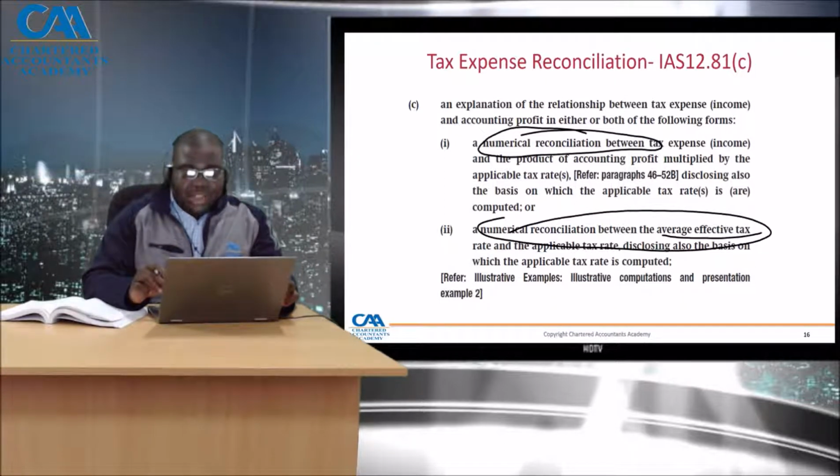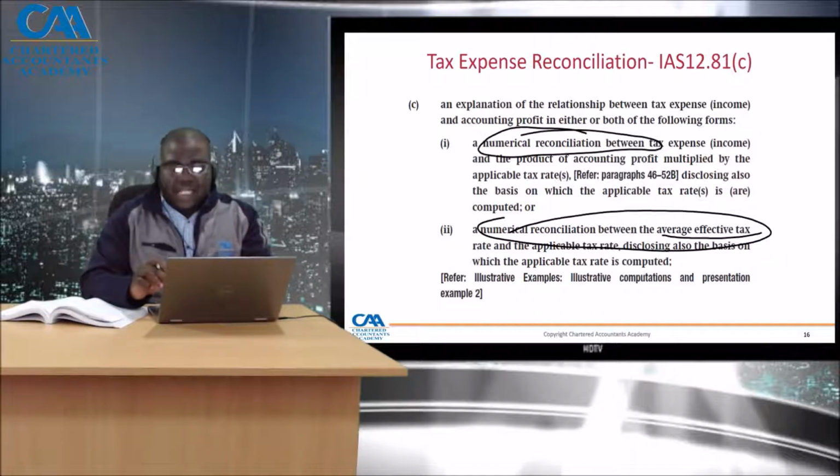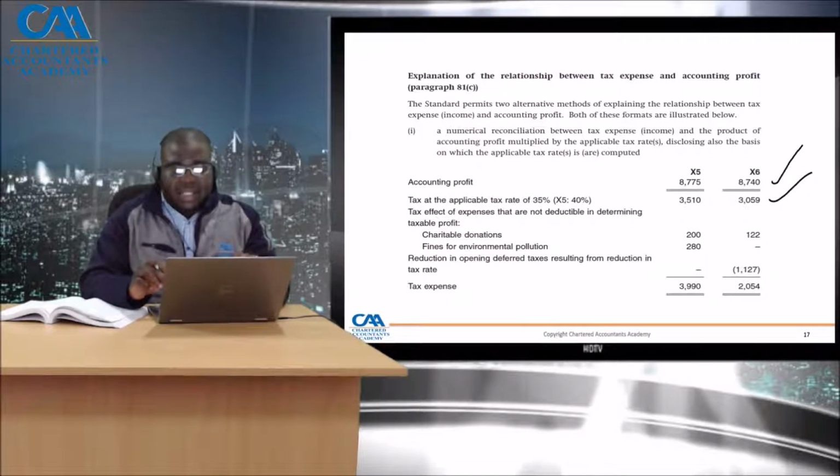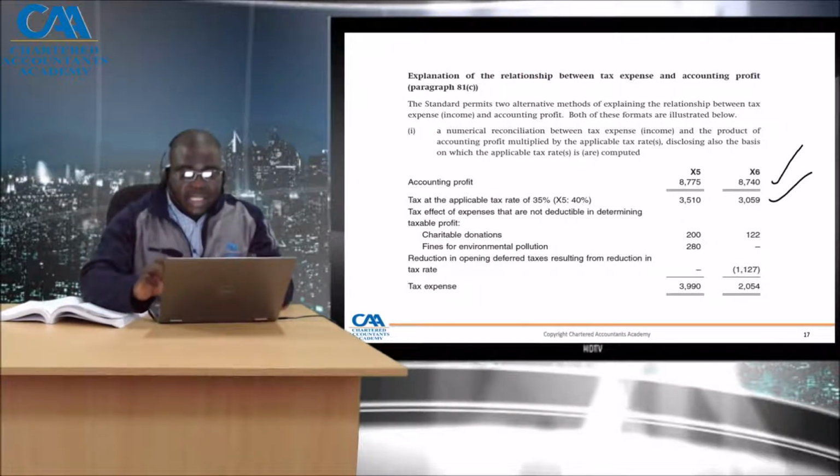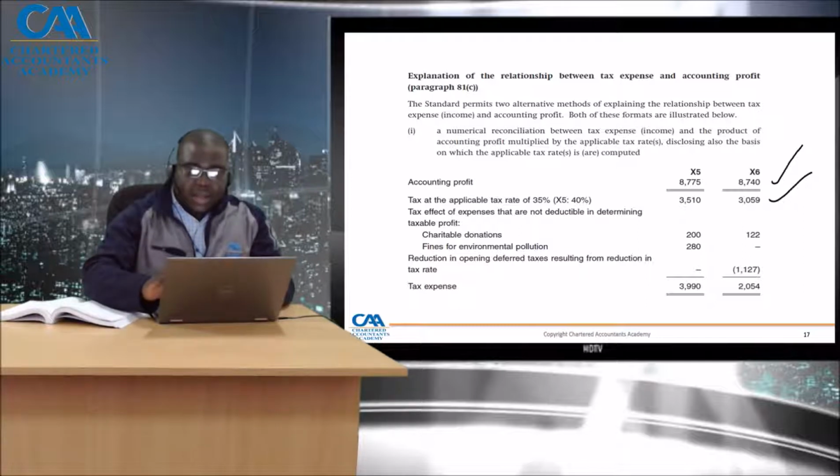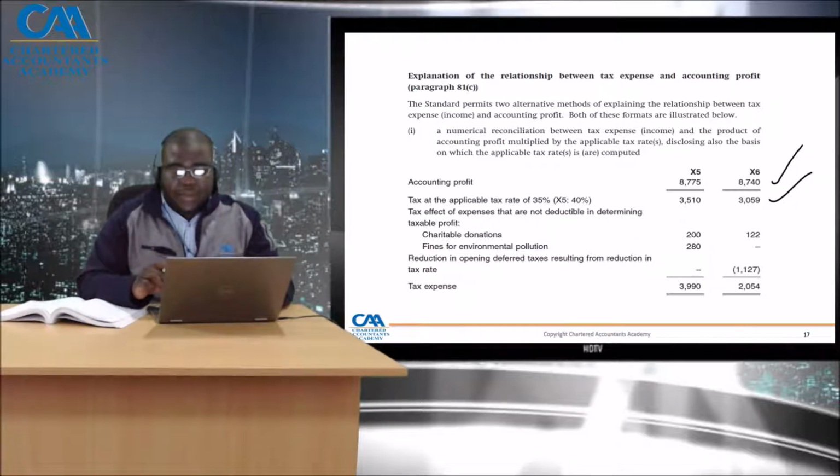So if I take my accounting profit and apply the standard rate, this is an example from the standard, just to illustrate. So in this case, 35%. In our case in Zimbabwe, it is 25.75%. So in the case of 35% for this year, for the current year, which is 40%, 8740 times 40%, you get 3050. What happened? What was adjusted to this profit such that the tax expense is not exactly 3059?